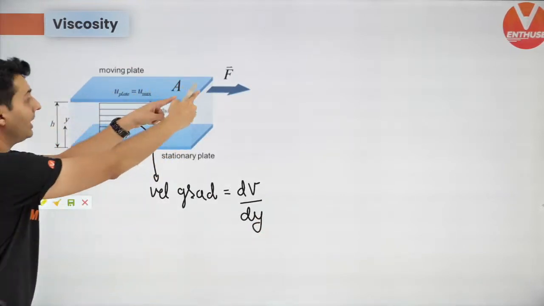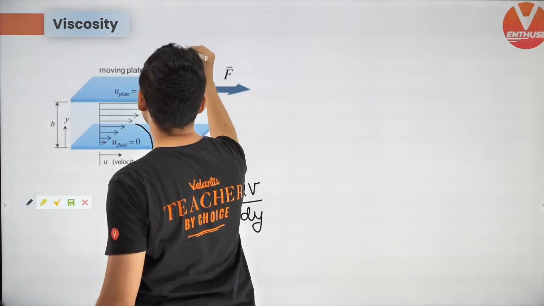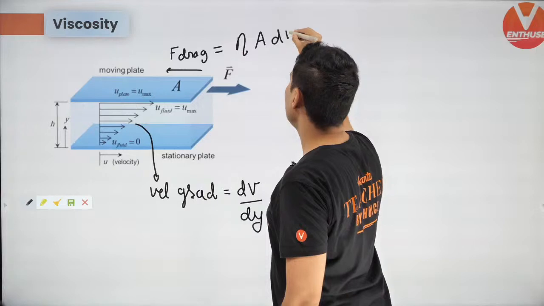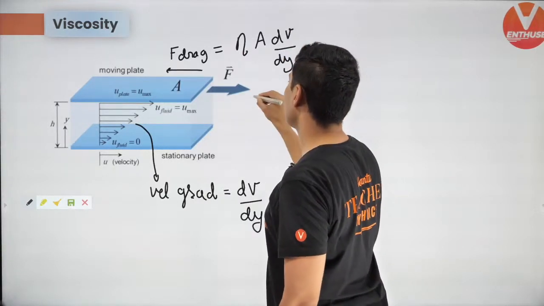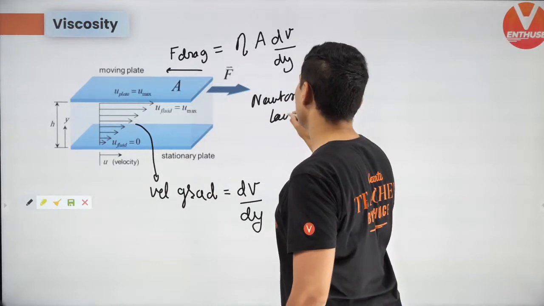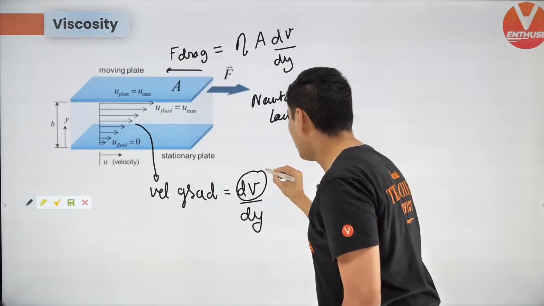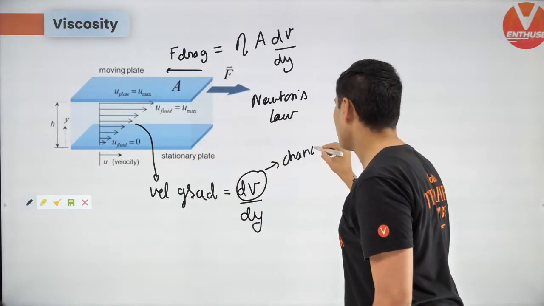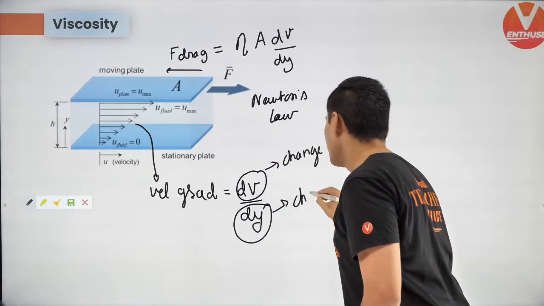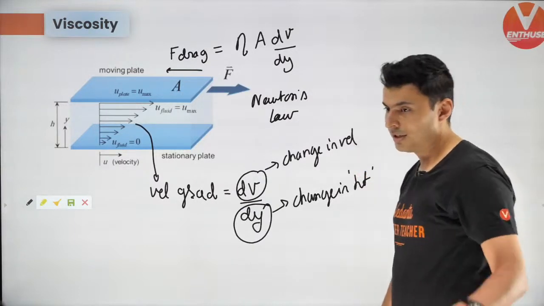All right. And that force which you need to pull should be opposite to the drag force, and that is given by eta A dv by dy. This is called Newton's law of viscosity. This is change in velocity. dy is nothing but change in height. Keep this in mind.